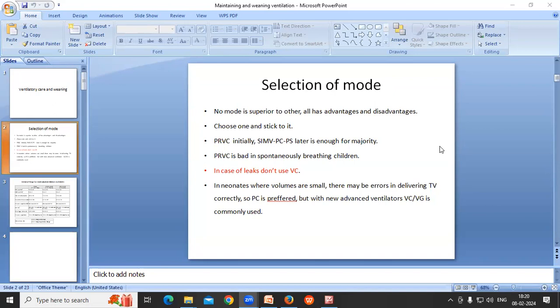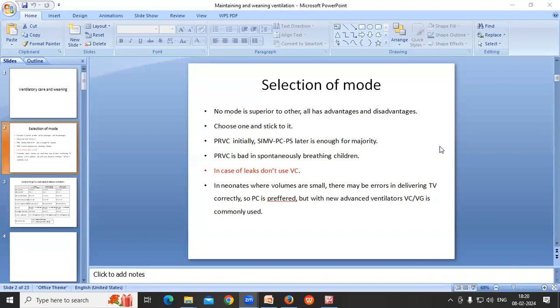But if you want to use volume control, you need to give the volume above the normal tidal volume. Say you have 50% leak. So your inspiratory and expiratory tidal volume difference is 50%. Still you want to continue in volume control mode. So how much tidal volume you need to give? Initially you are on 60 ml. Leak is 30 ml. So what is the tidal volume you need to give? 90. That's all. 90 ml. So still you can use volume control, but the leak can be variable.